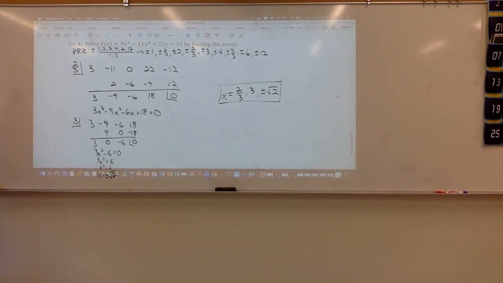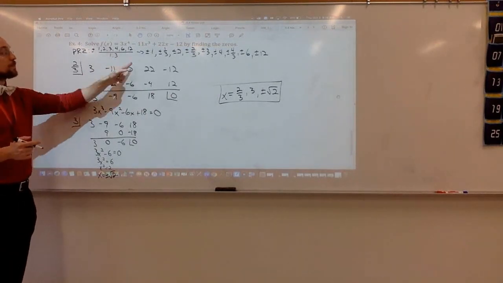I mean, it will come up as 0.666666666 on your calculator, but we should know that that's 2/3, right? And then 3 is also a rational 0. So it doesn't matter which one you use first. Okay, I chose 2/3 first, but you could use your 3 first and do synthetic division.